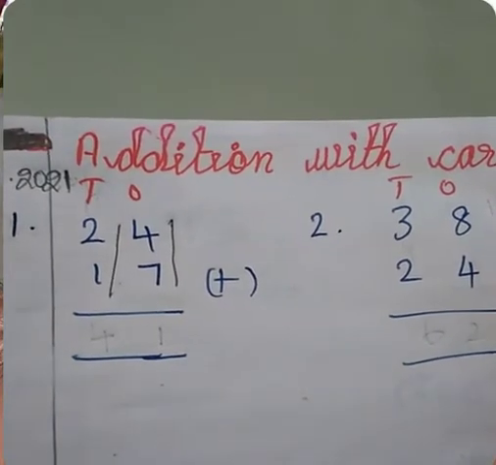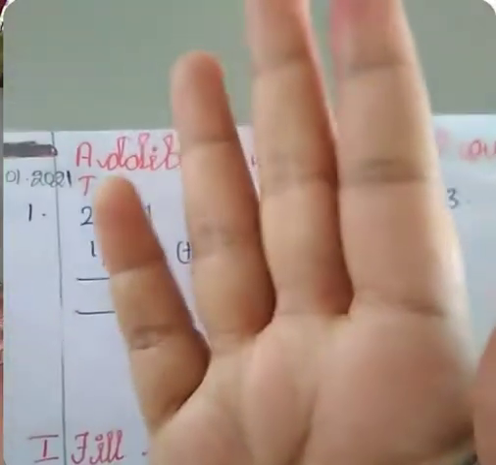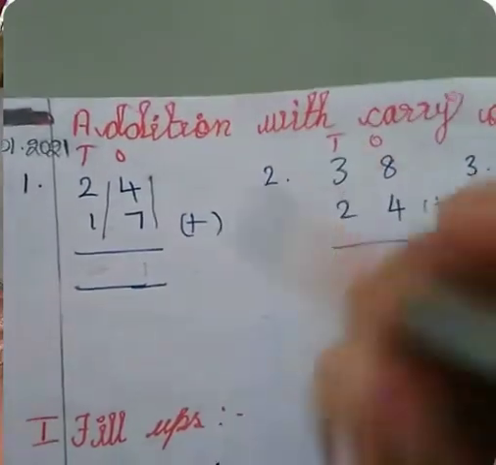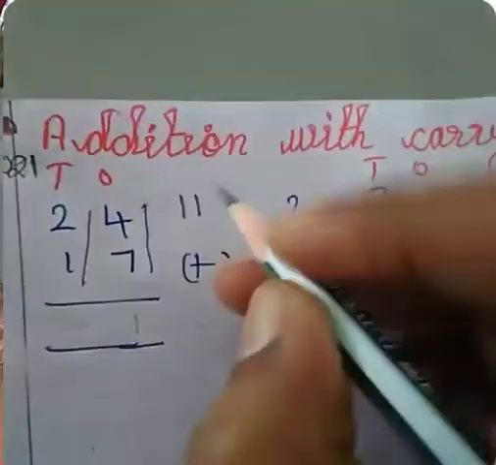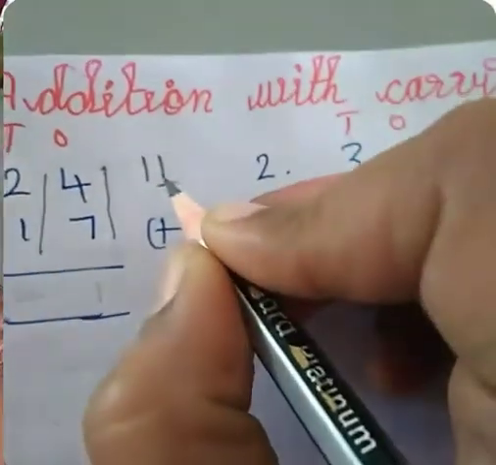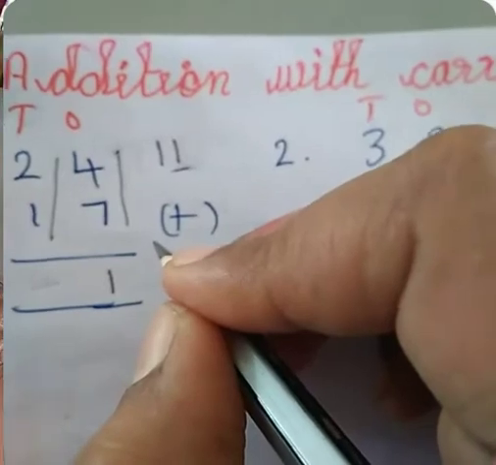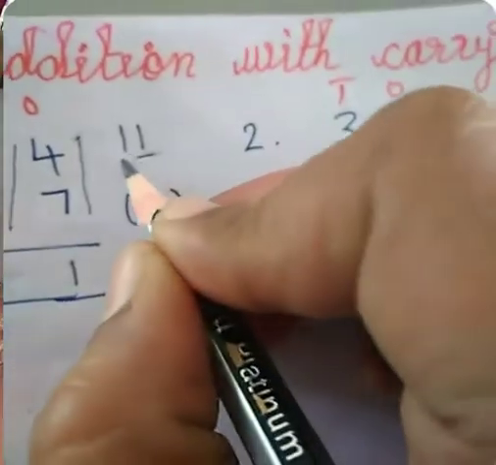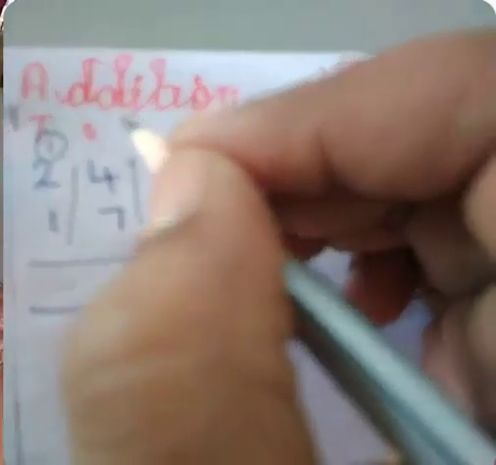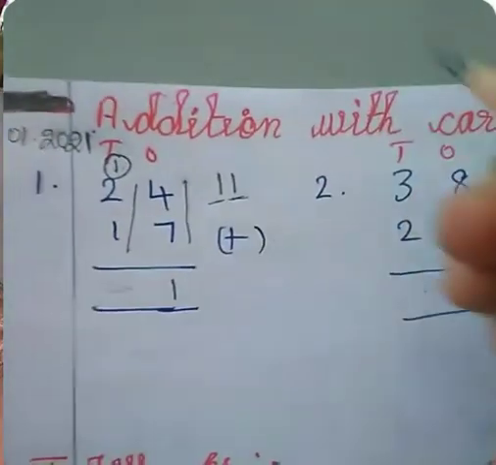What is the answer? 11. 4 in the mind, 7 in the finger, 4 after 5, 6, 7, 8, 9, 10, 11. So the answer is 11. I already told you that if the answer is 2 digit, first put the 1 digit value in the ones place answer. Then put the tens place digit in the tens column, upper side of the tens column, and round it. This is called carry over.